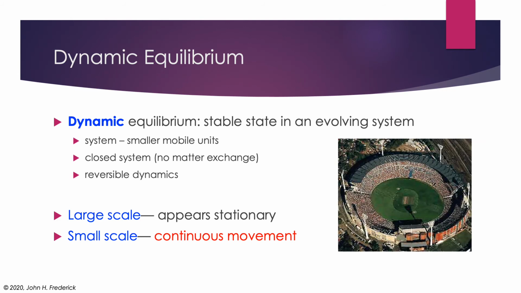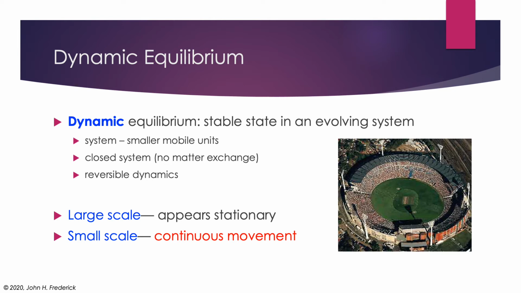A good analogy for this might be the crowd in a stadium. Now we're looking down from an aerial view of a stadium which is holding some kind of athletic event, and from this aerial view it just looks like a full stadium. You can't really tell that there are people moving around in that crowd. They're just filling the stadium.